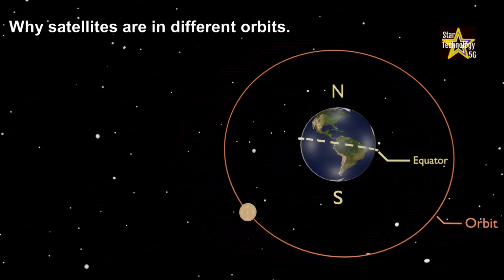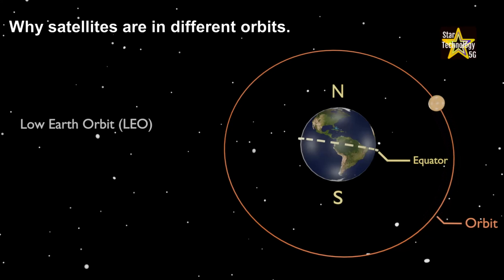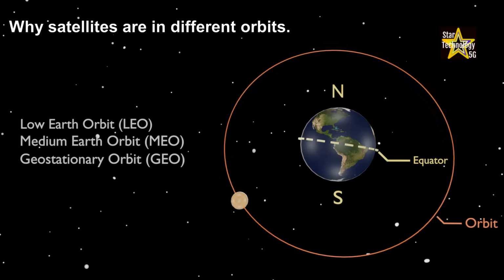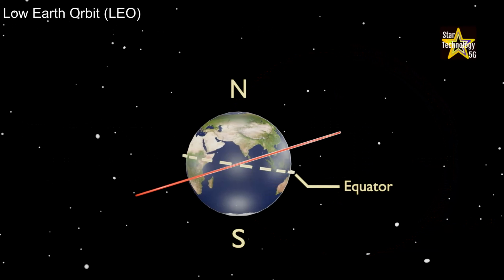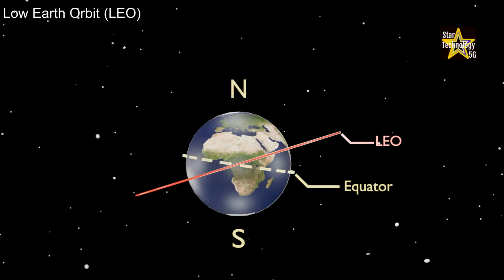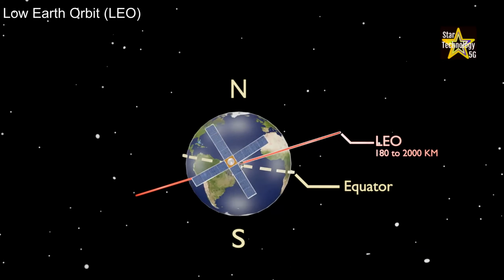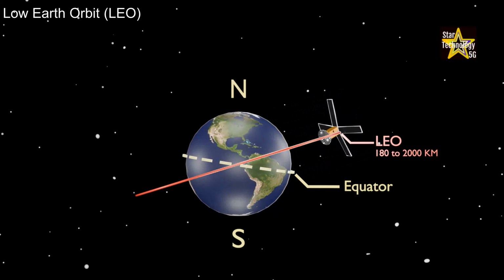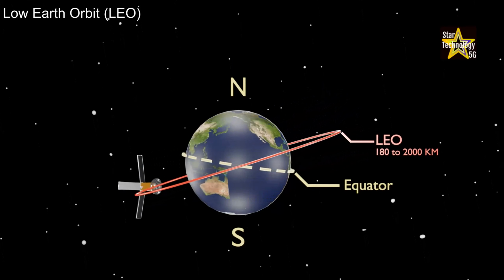There are 4 main types of satellite orbits. Low Earth orbit, LEO. Medium Earth orbit, MEO. Geostationary orbit, GEO. Sun-Synchronous orbit, SSO. Low Earth orbit, LEO. Low Earth orbit satellites are moving at an altitude of roughly 180 to 2,000 kilometers above the Earth's surface.